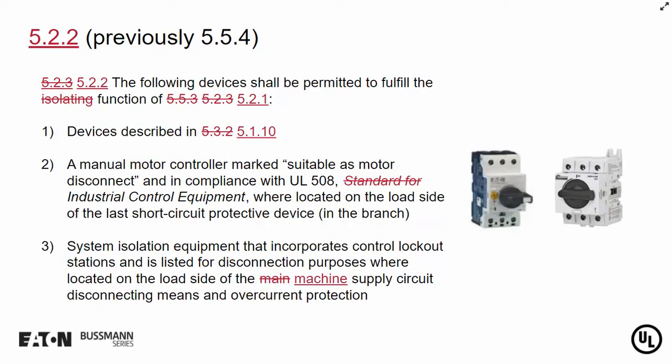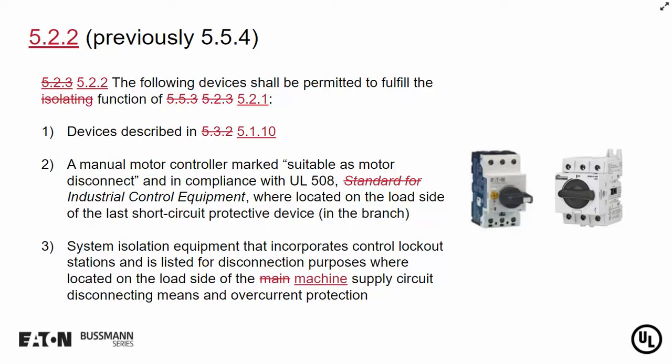Okay, I alluded to earlier that there was a type of disconnect that is not permitted as the machine supply circuit disconnect. And this is a device covered in 5.2.2, which again was previously 5.5.4. This section identifies additional devices that can be used as a disconnecting means under, and here's the key thing, certain conditions. The section number referenced within the text was revised to coordinate with the renumbered chapter.